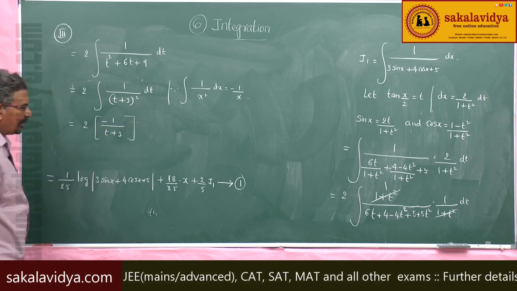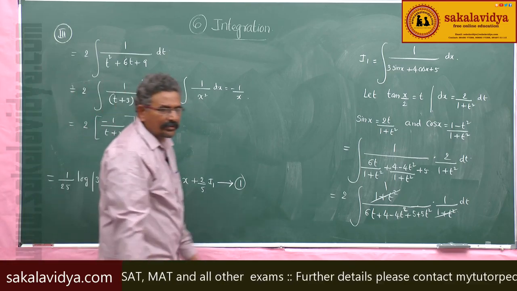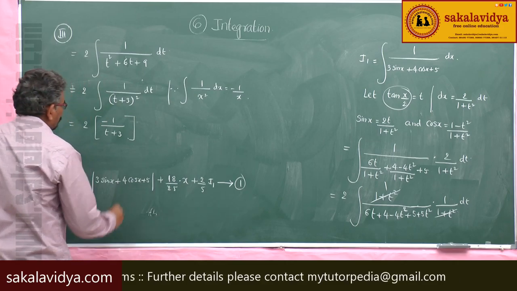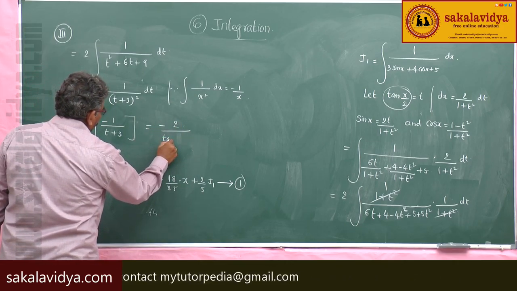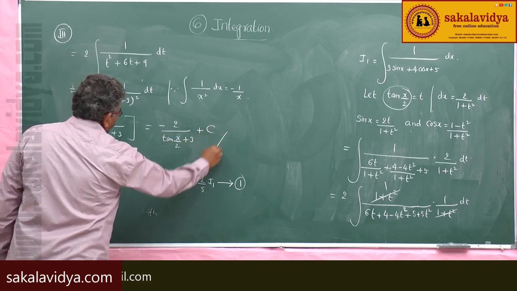What does t mean? t is tan of x by 2. So our answer becomes minus 2 by (tan of x by 2 plus 3) plus the constant of integration.